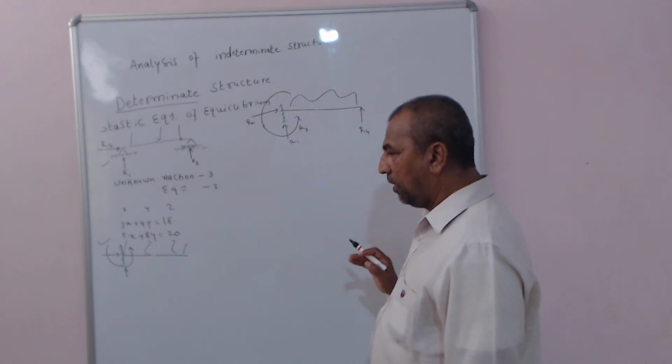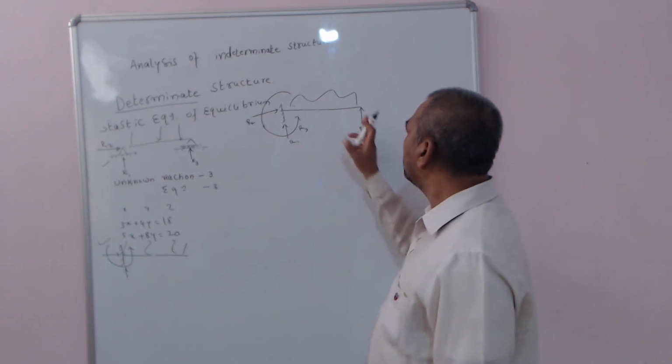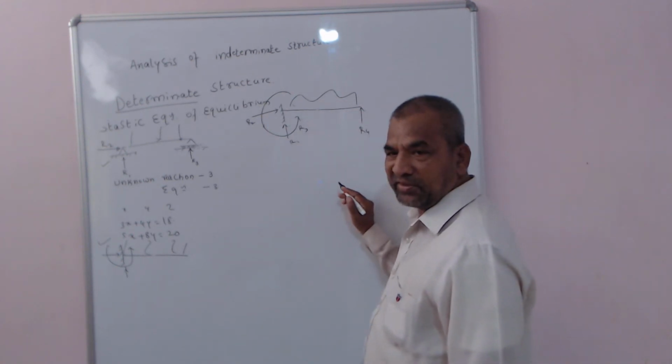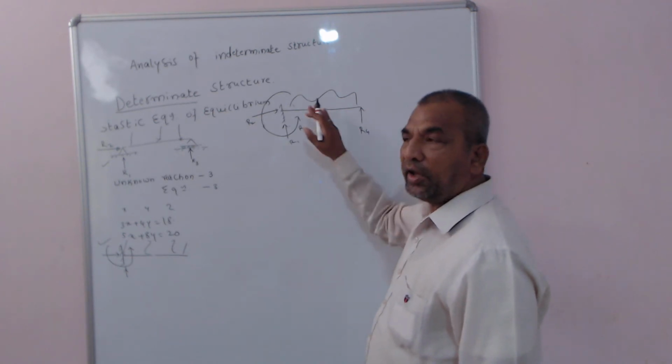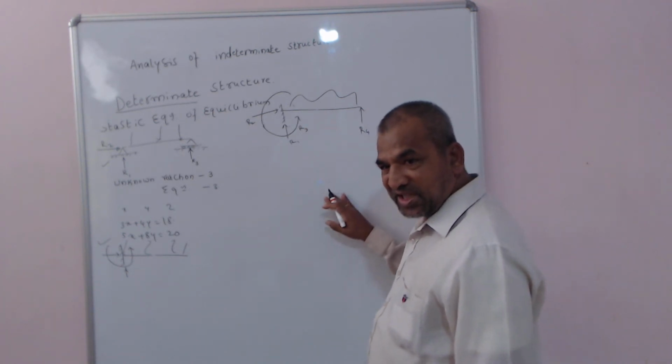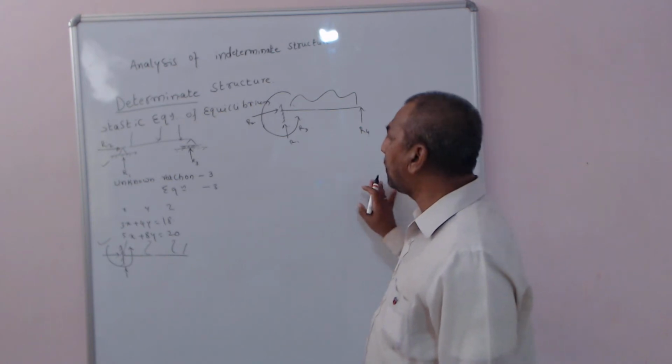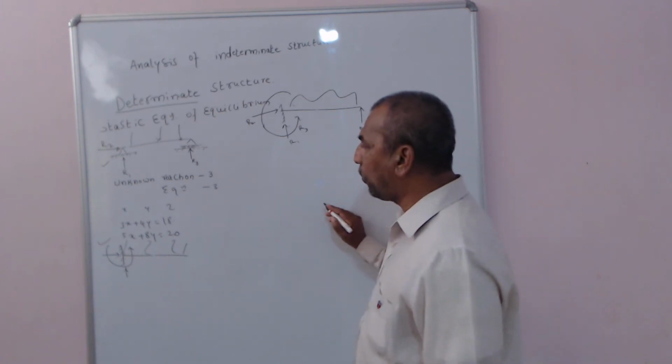Unknowns are 4. Check for equations. How many equations are there? Three equations are there and unknowns are four. Is this structure statically determinate or not? No. Unknowns are four.